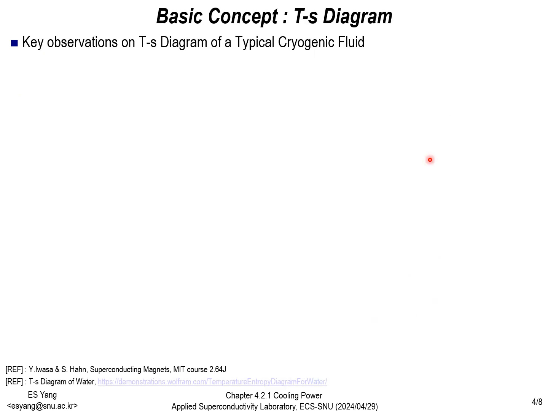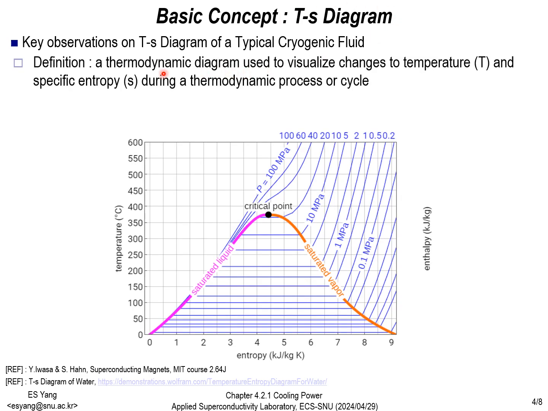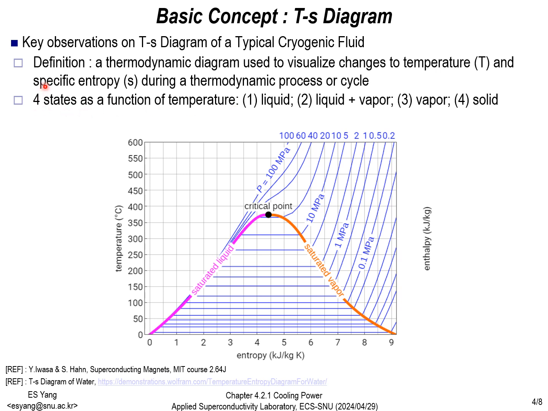Next, let's discuss the TS diagram. The TS diagram represents the change in entropy with respect to temperature during a thermodynamic process or cycle of a substance. In the TS diagram, there are four states depending on the temperature. 1. Liquid. 2. Liquid plus vapor. 3. Vapor. 4. Solid. Additionally, the TS diagram is highly dependent on pressure.